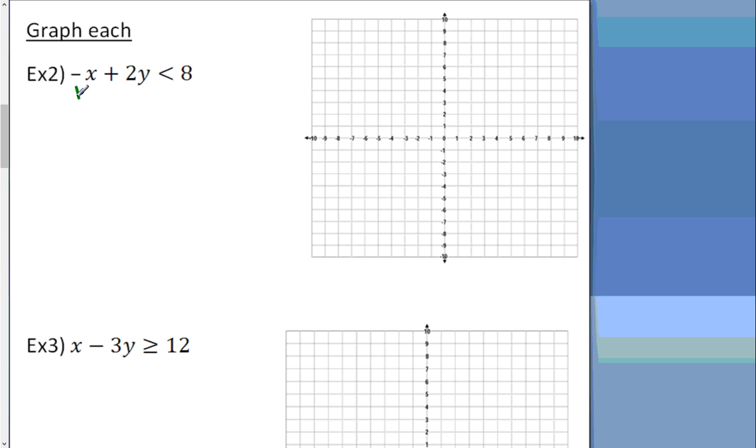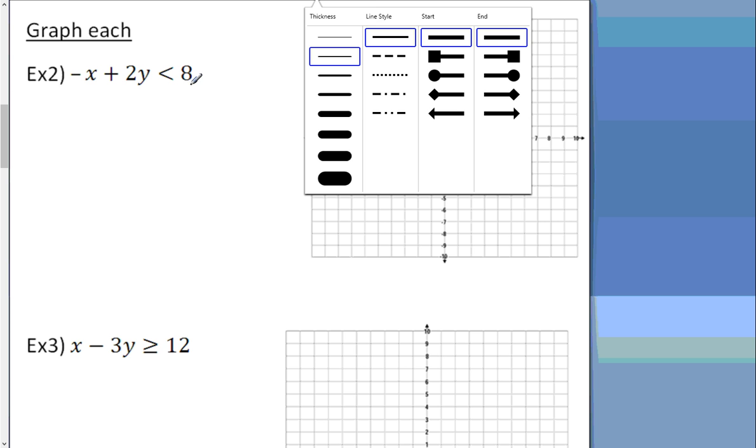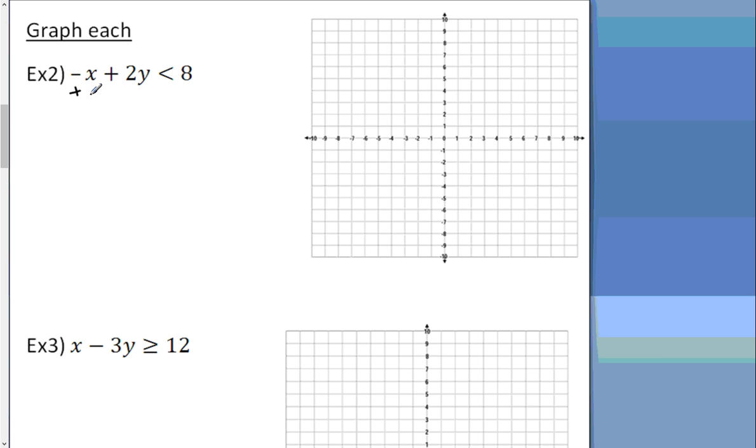Let's get y by itself. I'm going to add an x to both sides, and I get 2y is less than x plus 8. Then I'm going to divide both sides by 2, and I get y is less than 1/2 x plus 4.